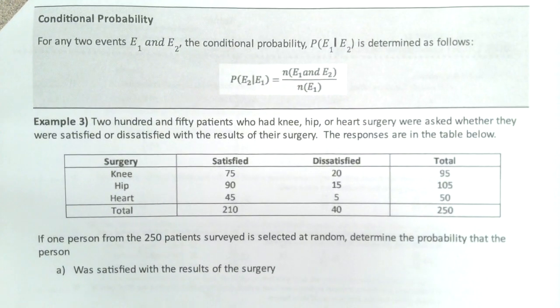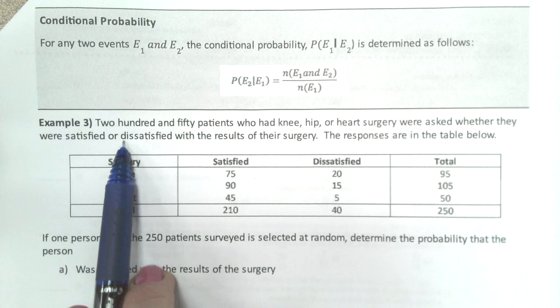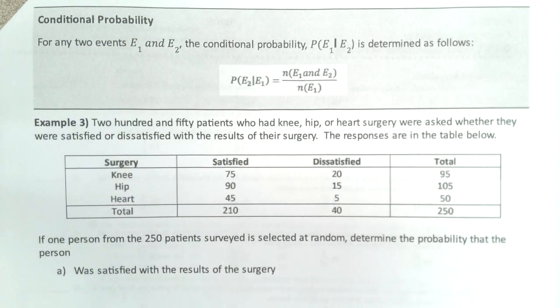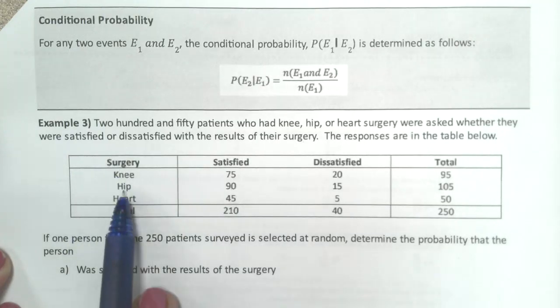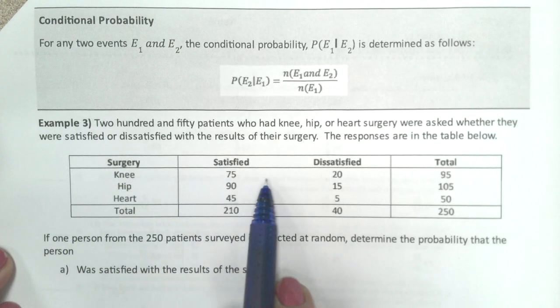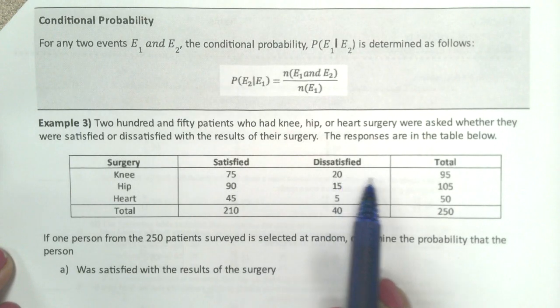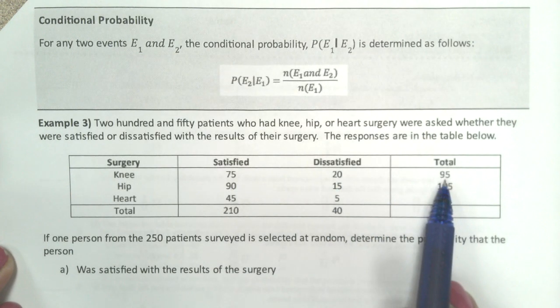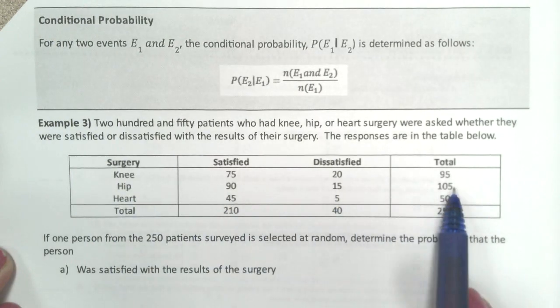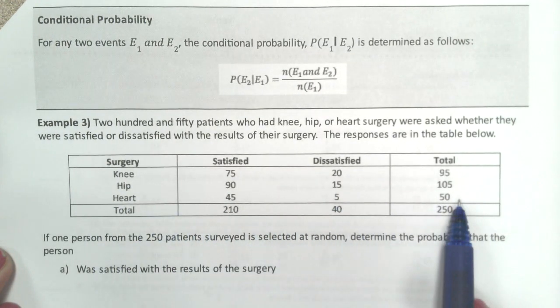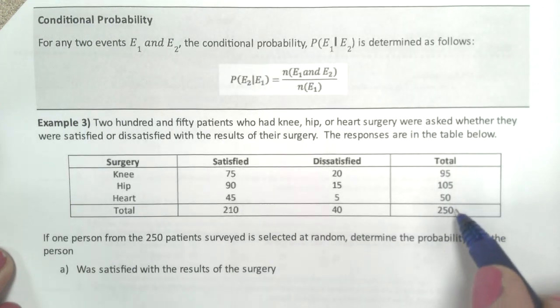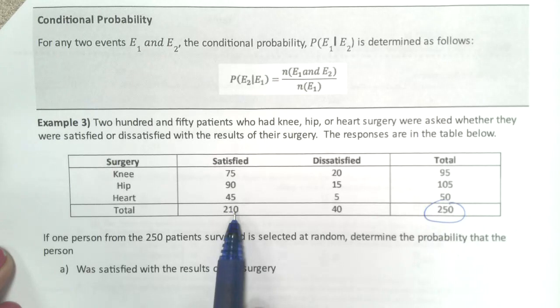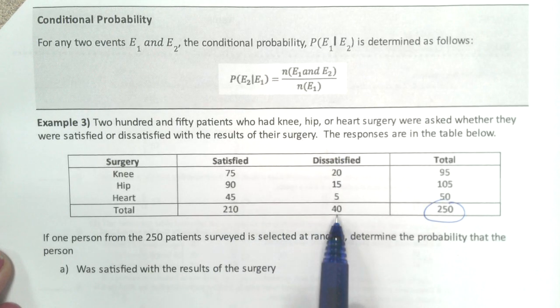Now we're going to do conditional probability with a 2-way table. So I have 250 patients who had knee, hip, and heart surgery. They were asked whether they were satisfied or dissatisfied. For the knee people, I have some satisfied, some dissatisfied. I have 95 people that had knee surgery, 105 that had hip, and 50 people that had heart surgery. Out of my 250 people, 210 are satisfied, only 40 are dissatisfied.